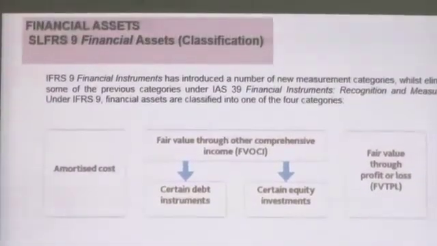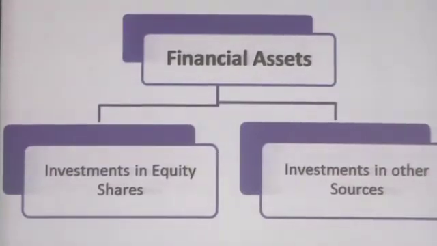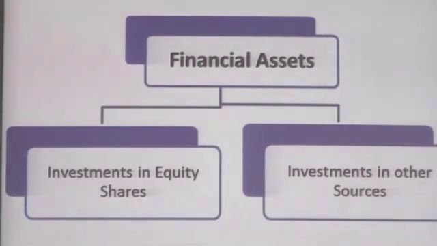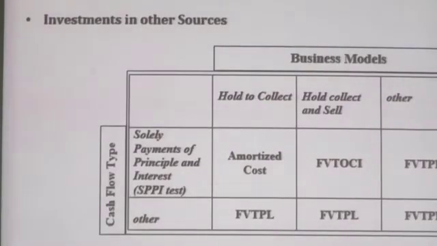As I told you, the financial instrument assets will divide into two categories: investment on debt and investment on equity. Agreed? Investment on debt I have mentioned as investment in other sources, right? Then investment on other sources, that is investment on debt. Investment in other sources means investment on debt.